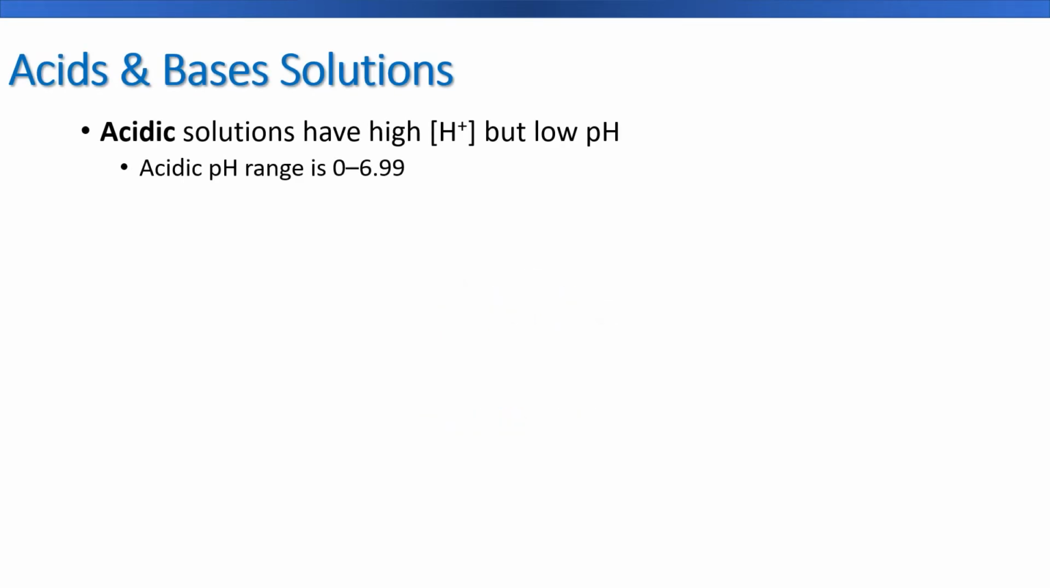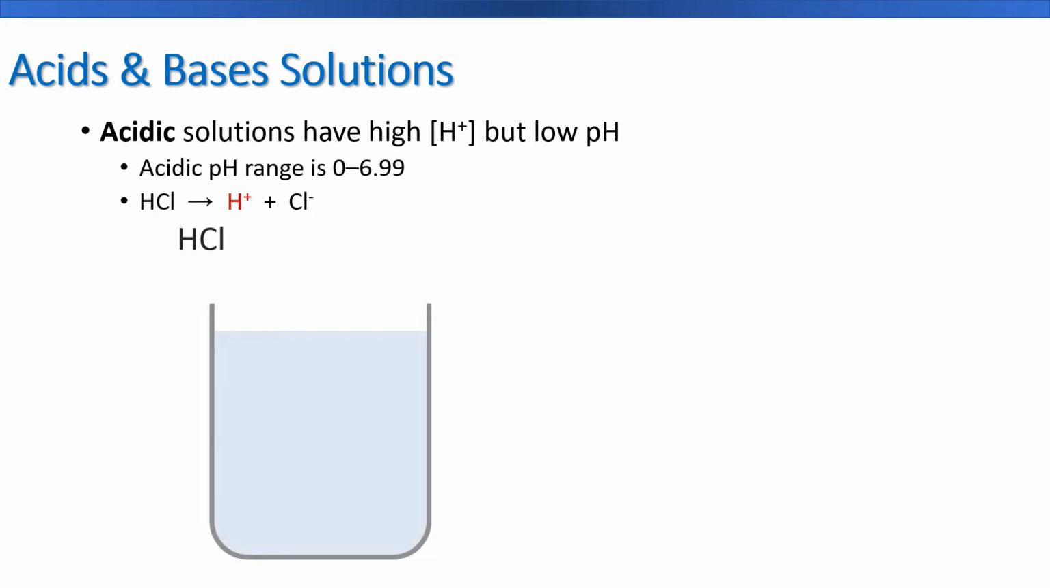Before we talk about buffers, let's make sure we have a good understanding of acids and bases. Acidic solutions are going to have high concentrations of hydrogen ions as well as a low pH number. And we could write an equation for hydrogen chloride, which is an acid, going into solution like this. So what's actually happening when hydrogen chloride goes into water?